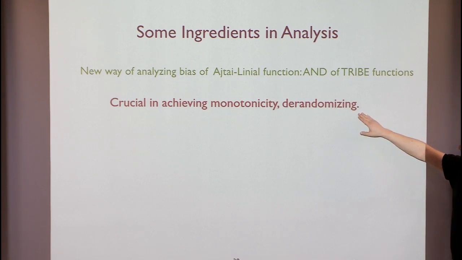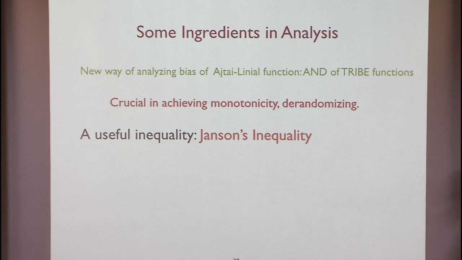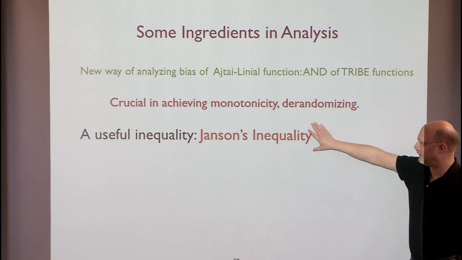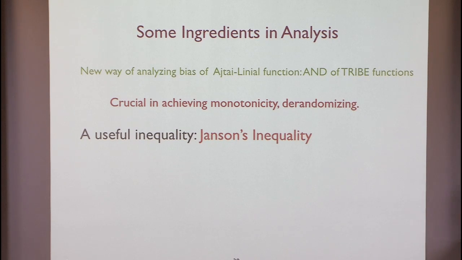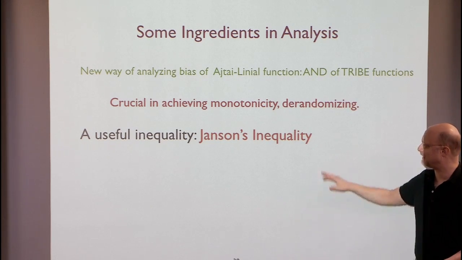It's crucial in achieving monotonicity and de-randomizing. And let me just tell you a useful inequality that comes up in our analysis called Janson's inequality. Usually if you say Janson, people think you said Jensen, but then you say, no, I mean Janson.